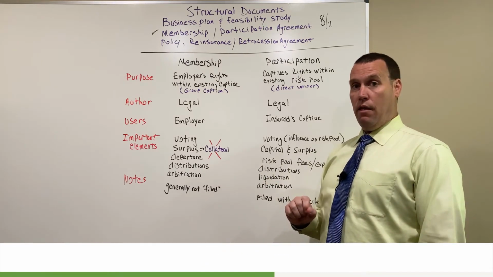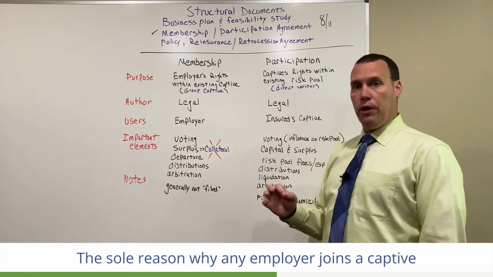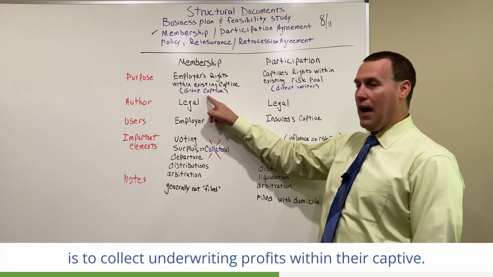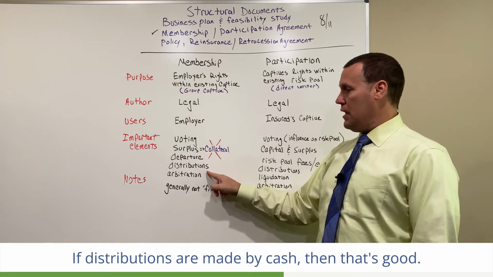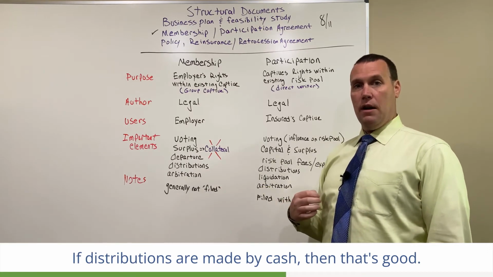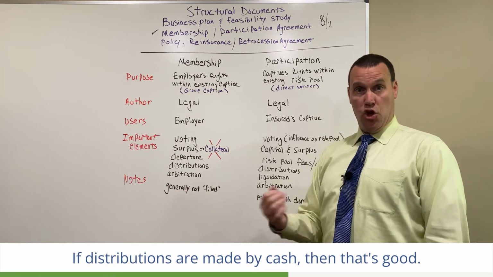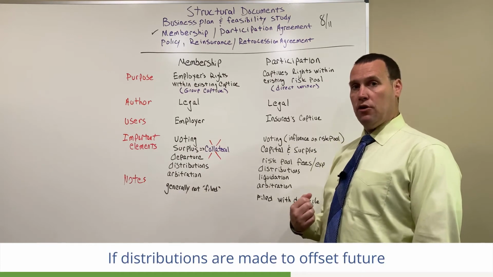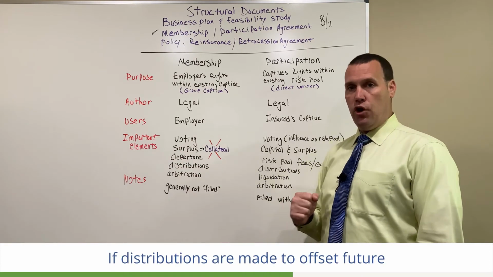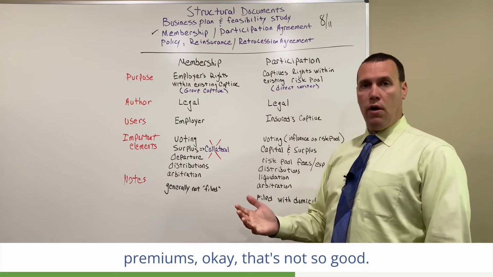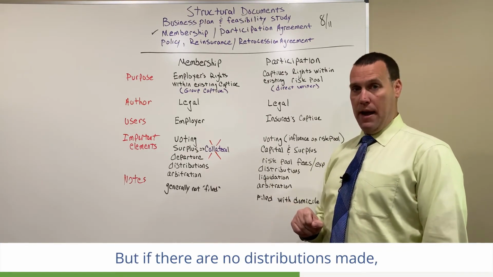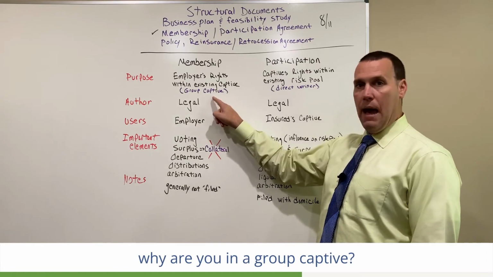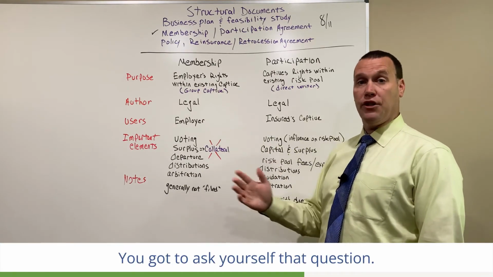Distributions. The sole reason why any employer joins a captive is to collect underwriting profits within their captive. If distributions are made by cash, then that's good. If distributions are made to offset future premiums, okay, that's not so good. But if there are no distributions made, why are you in a group captive? You've got to ask yourself that question.